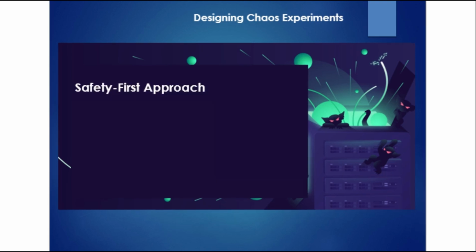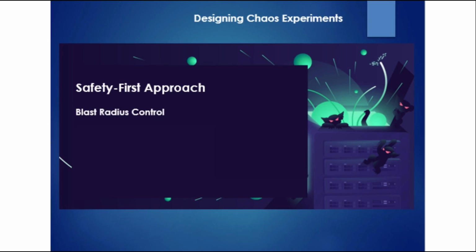Safety-first approach. Safety is paramount when conducting chaos experiments, and the following principles help to minimize risk. 1. Blast radius control. This limits the scope of the experiment to reduce potential damage. Example: run tests only on staging environments or a subset of production servers, using feature flags or config.